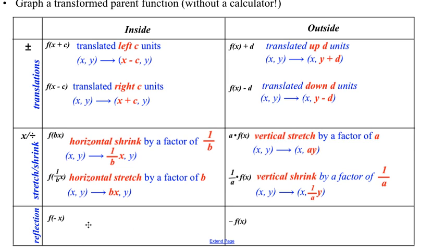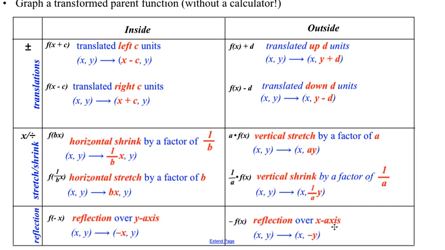For reflections, when we have a negative x and we put that into the function, that is a reflection over the y-axis, only affects the x-coordinate, and the x-coordinate gets negated, or you take the opposite of it. If you have a negative outside of the function, that's a reflection over the x-axis, and that only affects the y-coordinate again. So you'll notice all the y-coordinates over here on the right-hand side are on the outside of the function. All the x-coordinates are affected when it's on the inside of the function. So I hope that makes some sense for you.